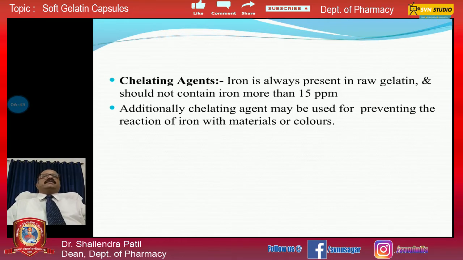Apart from that, chelating agents can also be added into these soft gelatin capsules. Iron is always present in raw gelatin and it should not contain iron more than 15 ppm. Additionally, a chelating agent may be used for preventing the reaction of iron with the material or the colors.